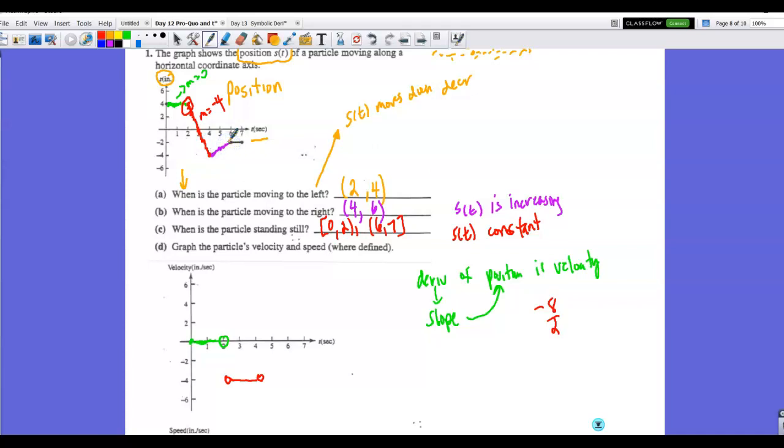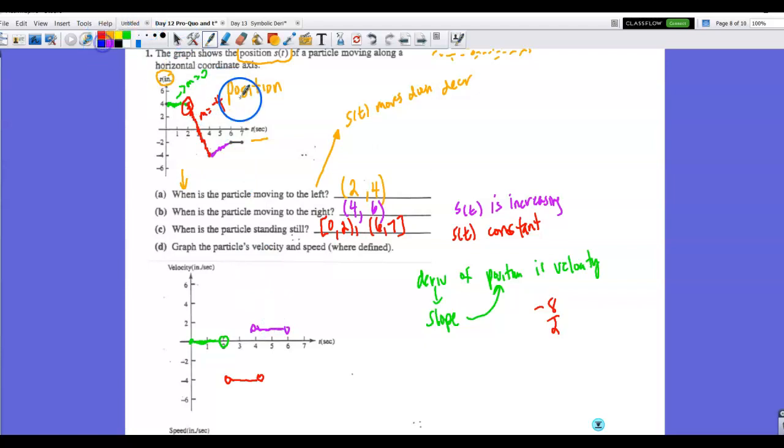Since the position function is increasing, the slope will be positive. So I am rising from -4 to -2. That's a rise of 2 and a run of 2, so the slope is 1. That's going to be halfway in between. So from 4 open to 6 open, my slope is 1 for that segment right there.